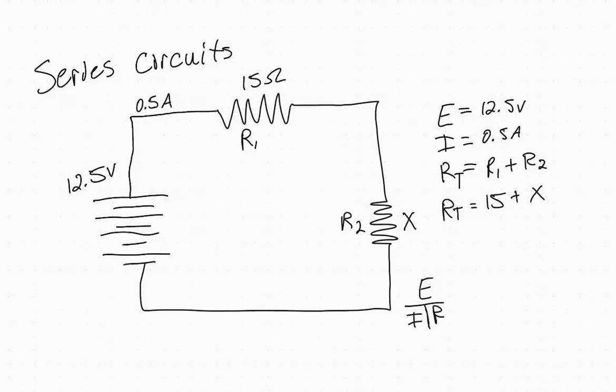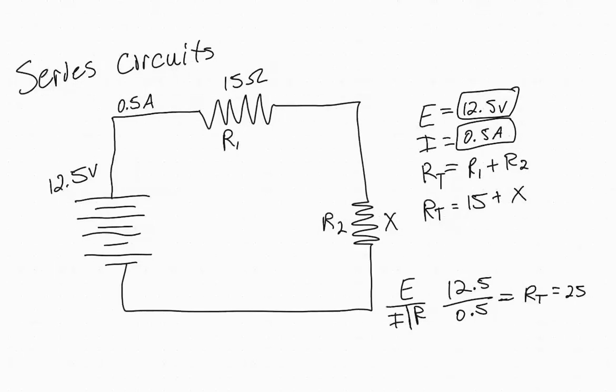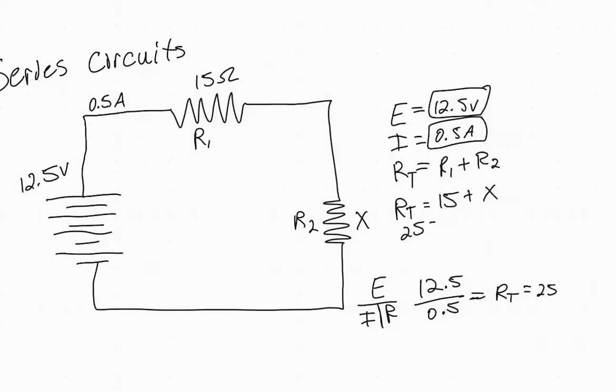The 2 that are given are E and I. So 12.5 divided by 0.5 will give us our RT. Okay. So let's do that real quick. That would give us, 12.5 divided by 0.5 will give us 25. So our RT is now 25 equals 15 plus X.